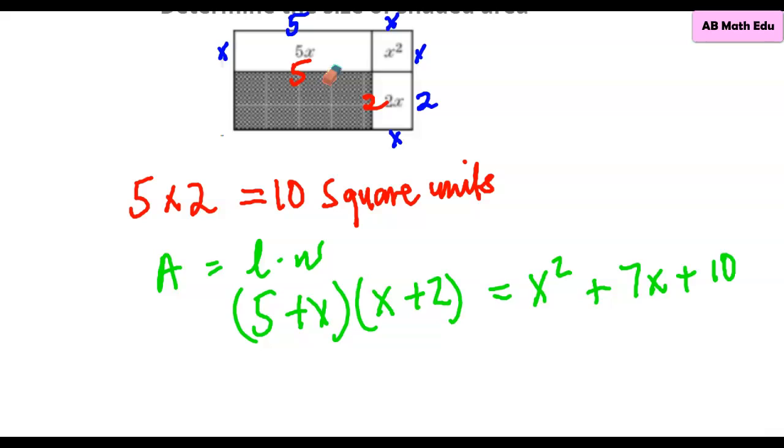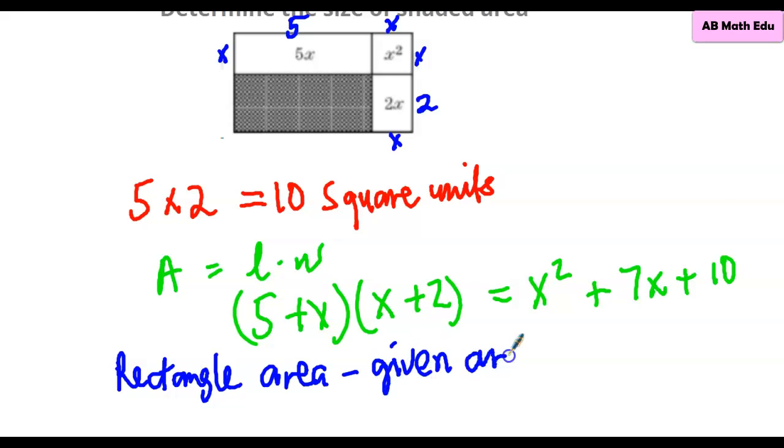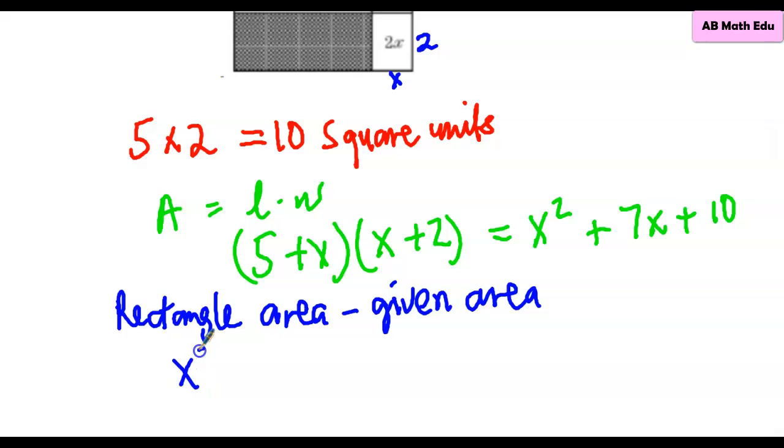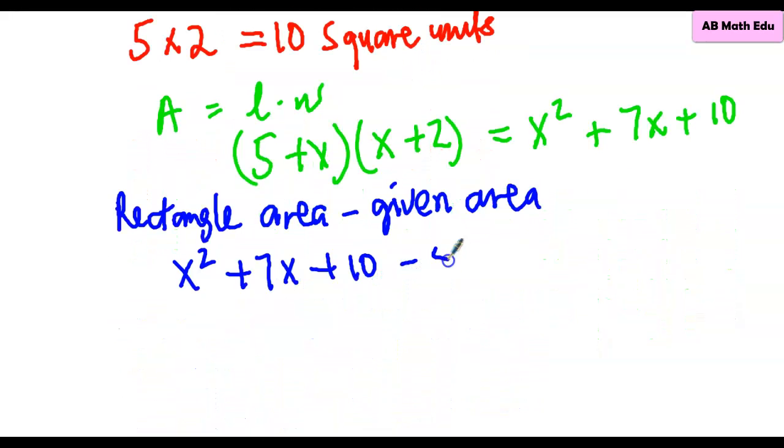For us to find the shaded area, we could see that we are going to subtract each of the areas given. So the whole rectangular area minus the given areas. So the bigger rectangular area has been given as x squared plus 7x plus 10. So minus that given, we know that we got 5x, we got 2x, and we got x squared. So minus 5x, minus 2x, and minus x squared.